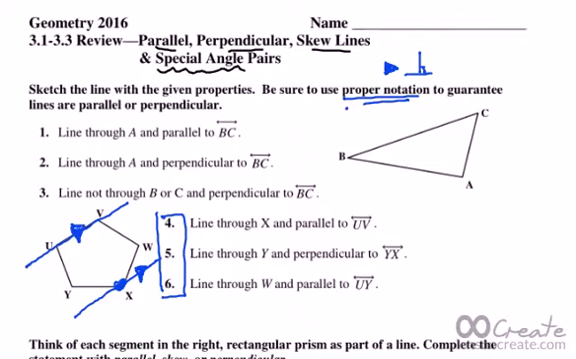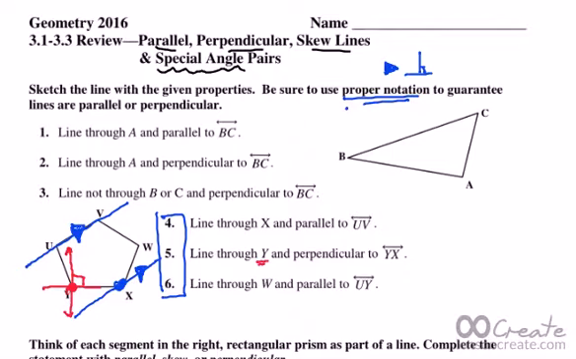The next question is going to ask us to make a line through Y. So now I'm going to put a dot on Y, and it's going to be perpendicular to YX. So that means I have to make 90 degrees. So again, I'm going to go straight down, and there's my perpendicular line with the little box to YX.